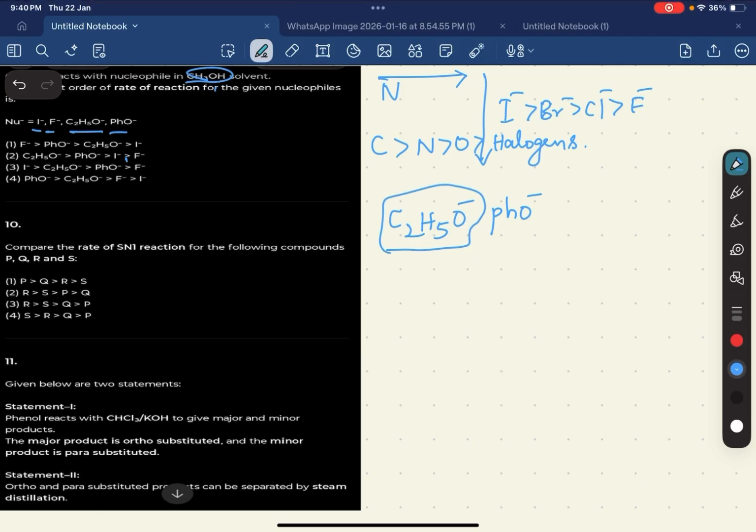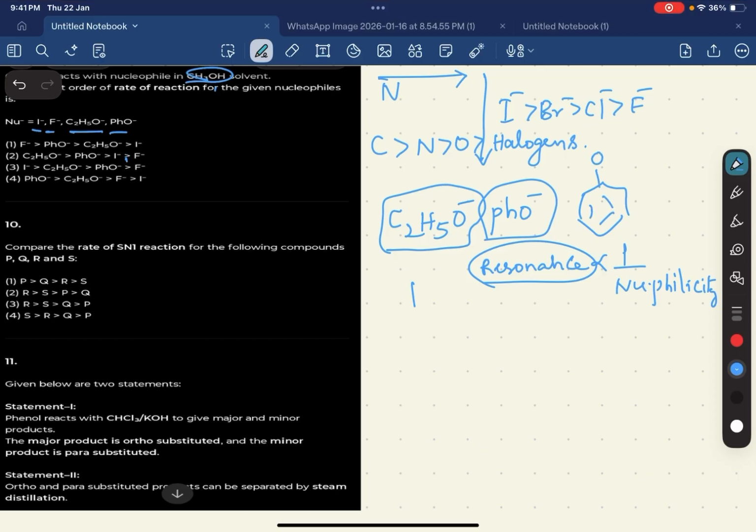So C2H5O minus and PhO minus, if you take, generally resonance increases, nucleophilicity decreases, students, because the negative charge is involved more in the resonance instead of giving to the carbon. So resonance is inversely proportional to nucleophilicity. Nucleophilicity means the tendency or capacity to give electrons to the carbon. So resonance is more in this case, because PhO minus means phenoxide ion. It makes resonance with the benzene ring. That's why here the negative charge is not as easily available as in C2H5O minus.